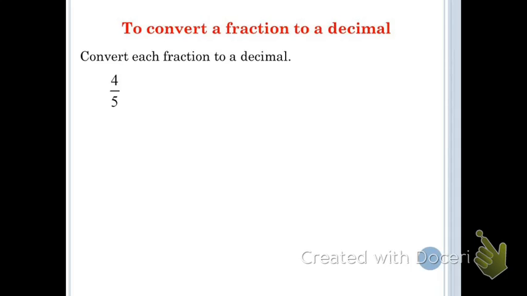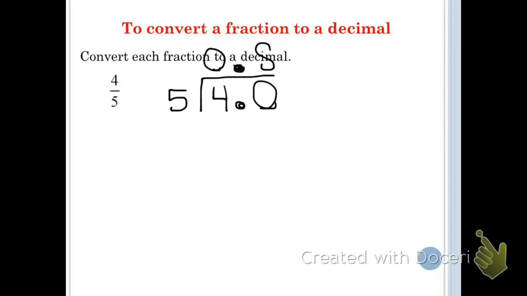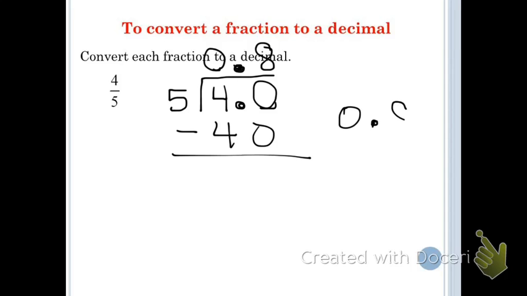4/5. To change to a decimal, 4 divided by 5. 5 won't go into 4. Add your decimal. Add a 0. 5 goes into 40 8 times. 8 times 5 is 40. And our decimal is already terminated. 0.8.